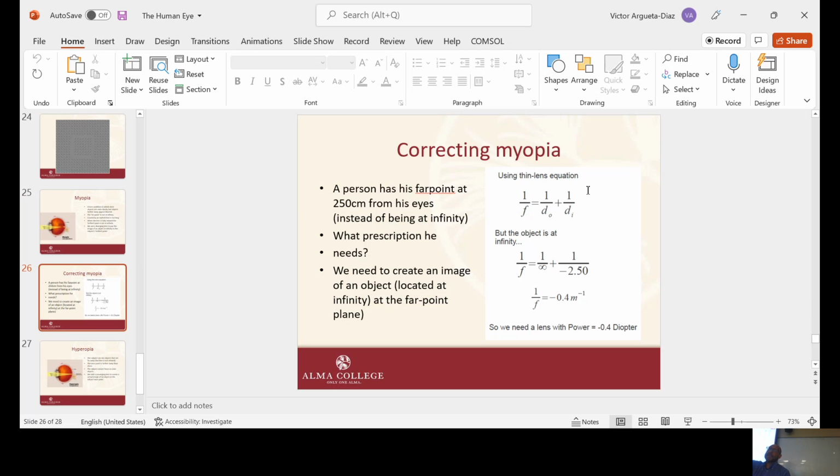When you want to correct myopia, that's what you do. An object at infinity, you want to bring it to the far side of your patient. In my case, it's 80 centimeters. For this particular example, 2.5 meters.